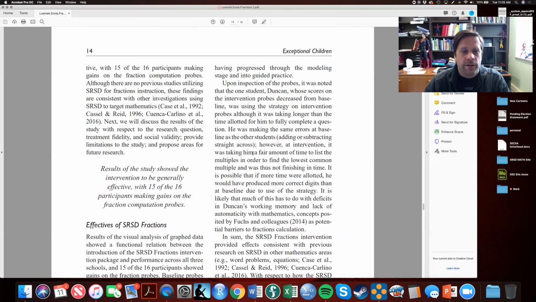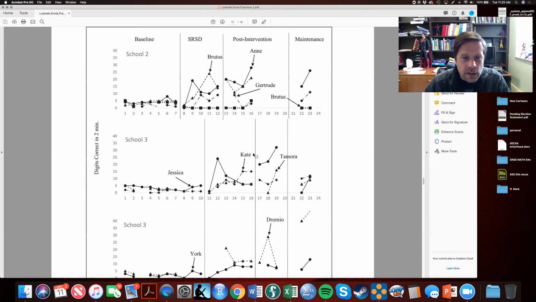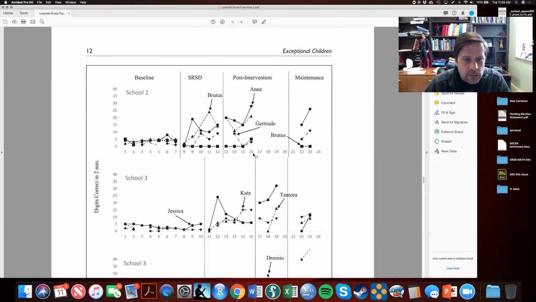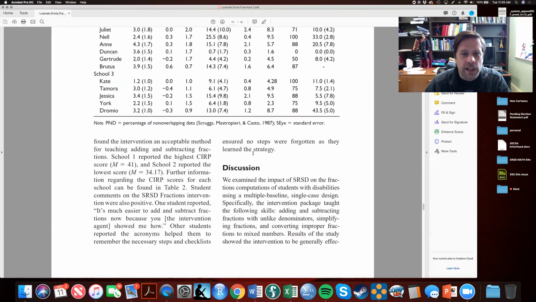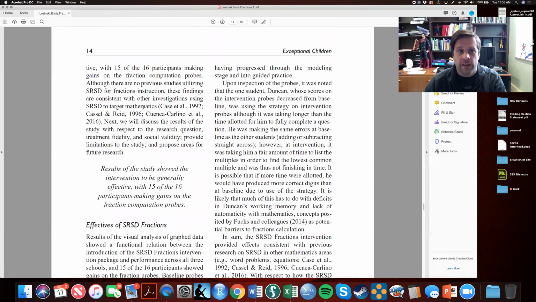And then we have the discussion. Where does the discussion actually start? Okay, so then we talked about the results of sociability, and then we have the discussion. In the discussion, you're basically going to write a summary statement that is almost like the abstract. You're talking about, we examined the impact of this intervention on fraction computation of students with disabilities, taught the following skills, results, and we provide a general statement about the results that it did pretty good.